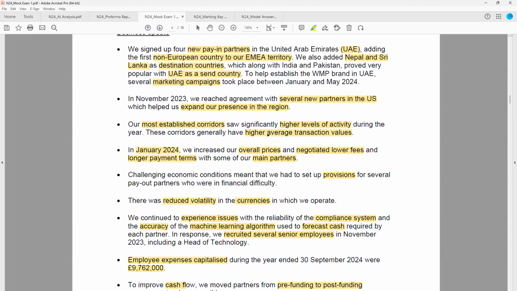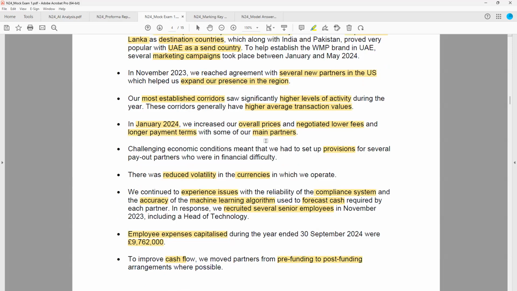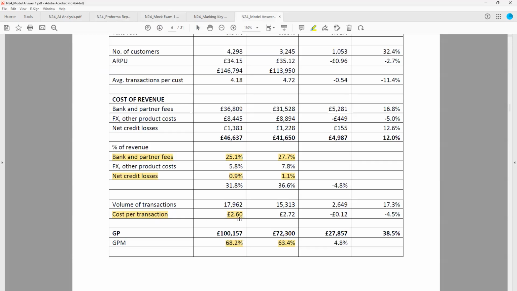And of course, we are given some reasons in the exam paper. For example, we were told here about lower fees with partners. So therefore, that would be a reason why cost per transaction has decreased. And of course, also why bank and partner fees haven't increased by as much as revenue.